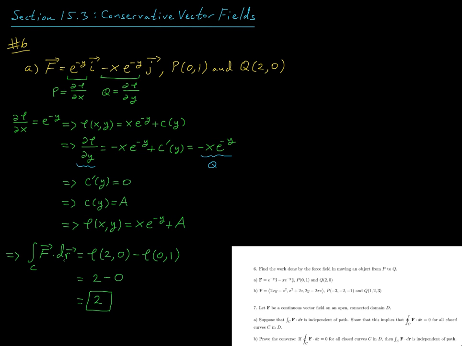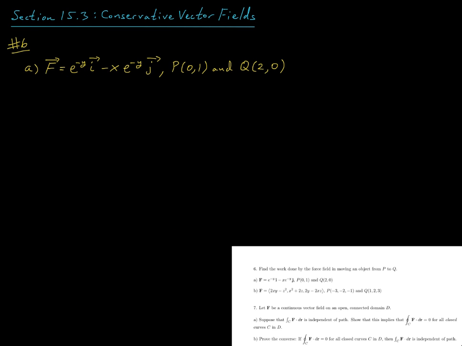All right, so then the work done in moving this object from P to Q can now just be found by evaluating this potential function at these two endpoints and subtracting, and so we get a value of 2 there for the work done by the field. Cool. All right, so now part B is really similar.